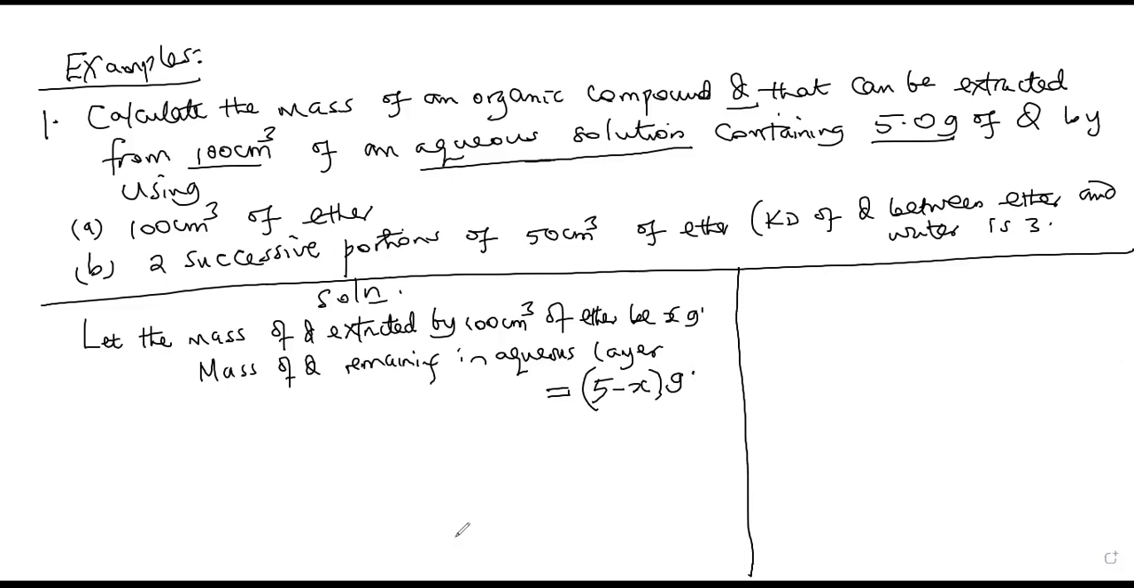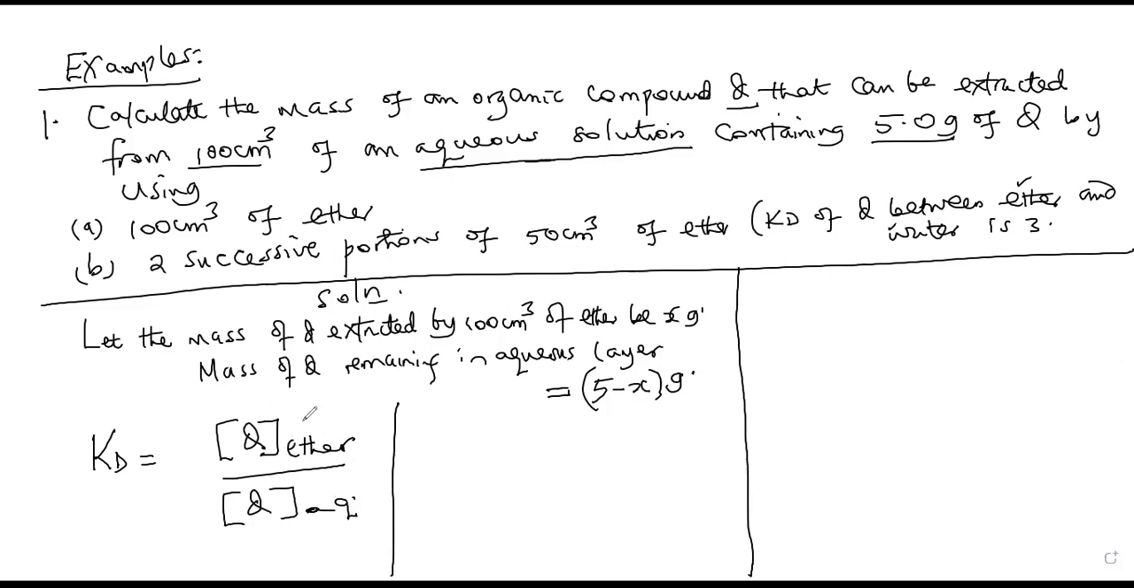Now, I want you to remember that from the definition of KD, since I've given you KD, KD is given by the concentration of Q in which solvent? They say KD of Q between ether and water. Ether has come first. So you also here bring ether out of the concentration of Q in aqueous layer, which you normally take as water. But one may wonder, how are we getting the concentration of ether? How are we getting the concentration in aqueous layer?